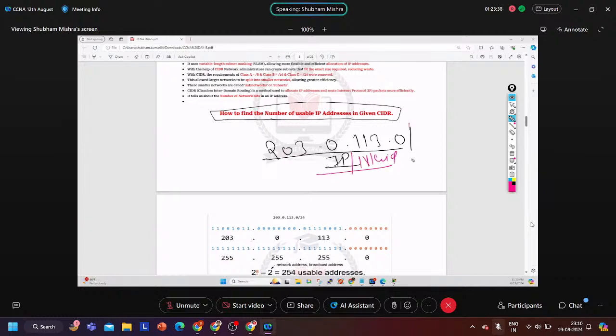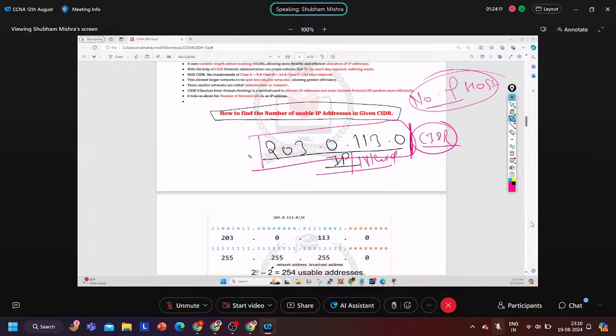And let's suppose here I am writing slash any value. This is called the CIDR value. I told you that with the help of the CIDR value, we can calculate the number of network bits and host bits. Even we can calculate the number of hosts. What do you mean by number of hosts? Number of hosts means, from this network ID, to how many users you can assign IP addresses. Getting my point?